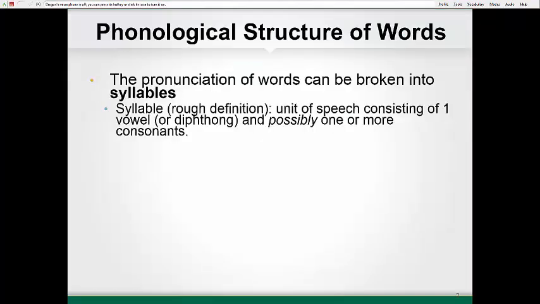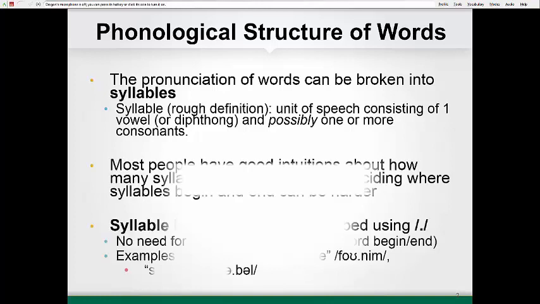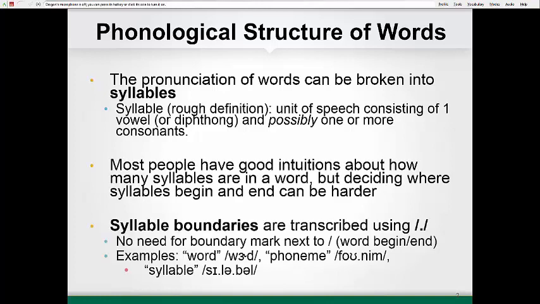Most of you probably know how to count the number of syllables in a word. Most people have good intuitions about how many syllables are in a word, but deciding where syllables begin and end can be harder. A good beginning, or rough definition, is that a syllable is a unit of speech consisting of one vowel or diphthong and possibly one or more consonants. These consonants may precede and/or follow the vowel. Later, we will learn that there are some exceptions to this definition of the syllable, but it's a good working definition for now.